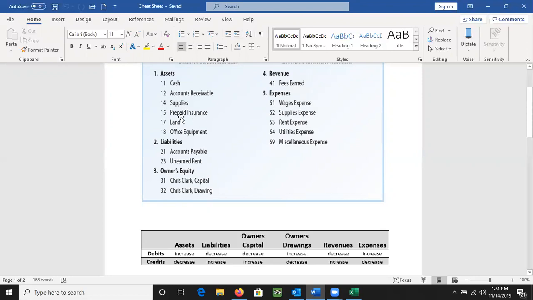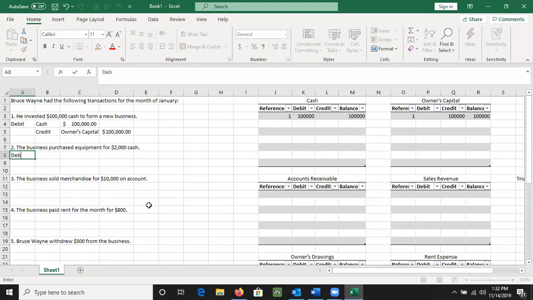So since equipment is an asset, we're going to go down here. And again, until you're comfortable, look at the chart. When assets increase, you debit them. So on our Excel file, we're going to debit equipment, $2,000.